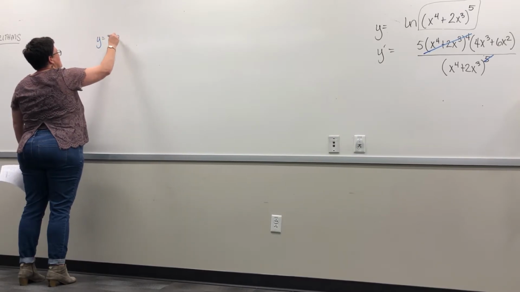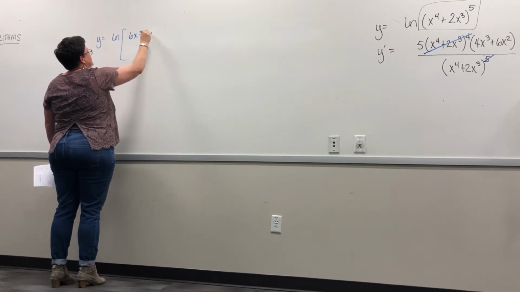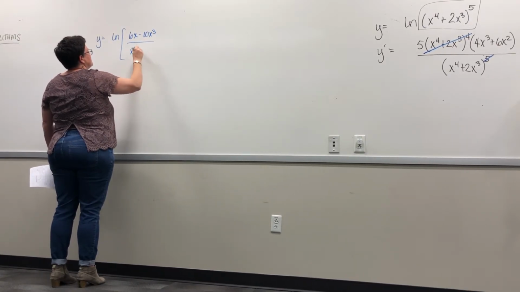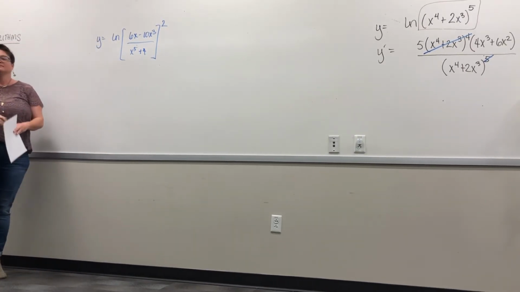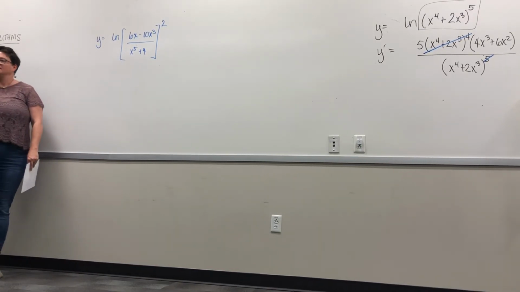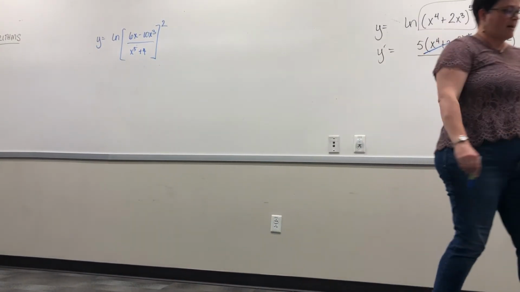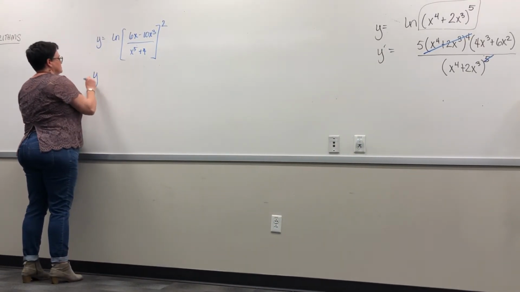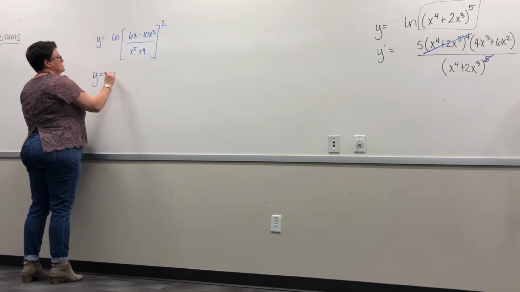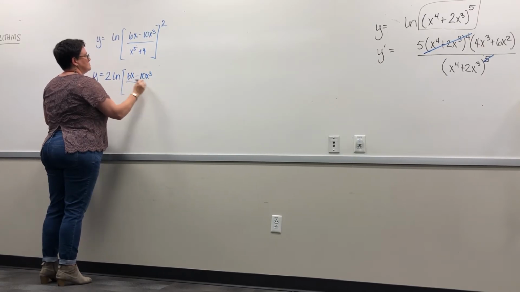So how about this? Y equals natural log. Let's just make this a giant beast. Why not? 6x minus 10x cubed over x to the 5th plus 4, all to the 2nd power. Yeah, no one wants to do that, do they? Peel it. This is natural log of something to a power. What can I do with that power? Drag it down in front. No derivatives yet. 2 natural log of 6x minus 10x cubed over x to the 5th plus 4.